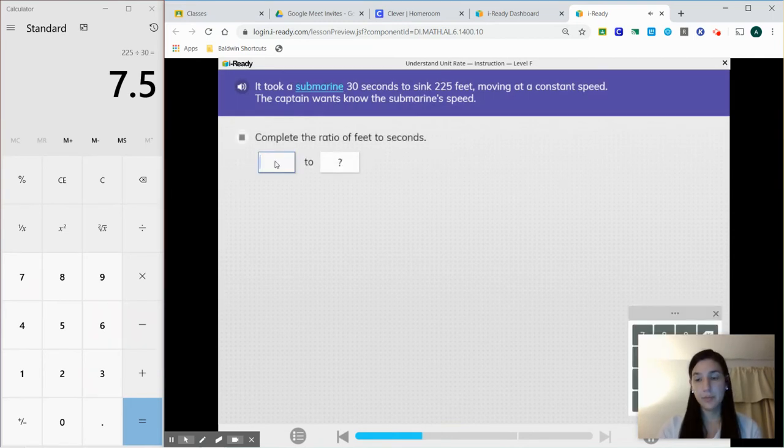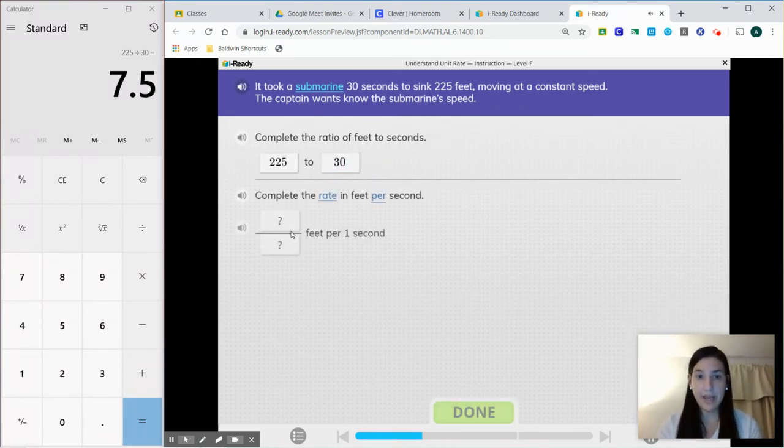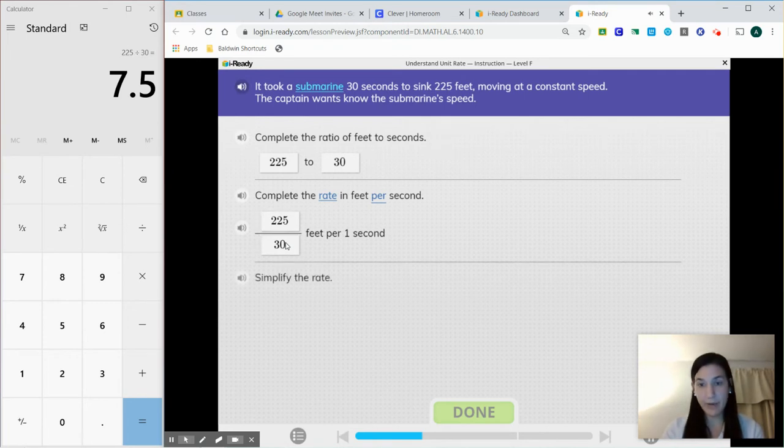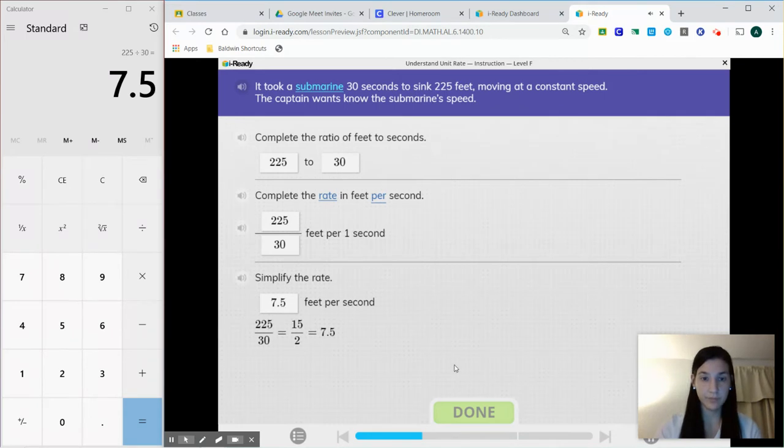Complete the ratio of feet to seconds. So even though we found our answer, now we're just going to break down the chart. So we have 225 feet, 30 seconds. Now we're going to write it as a fraction. Complete the rate in feet per second. So 225 over 30. Nice. And now we're going to simplify. Simplify the rate to be 7.5 feet per second. You can simplify the rate by dividing both quantities by the same number or by dividing the number of feet by the number of seconds.